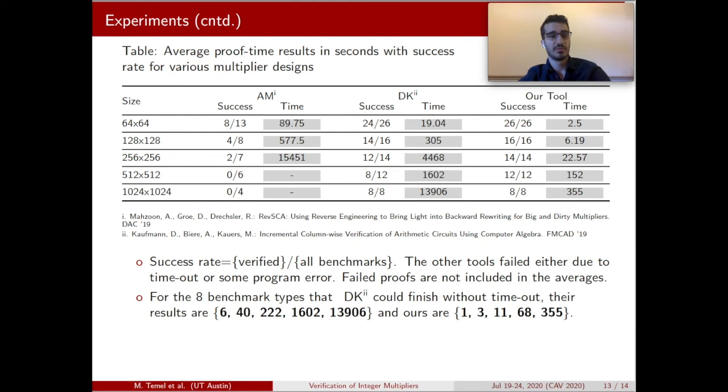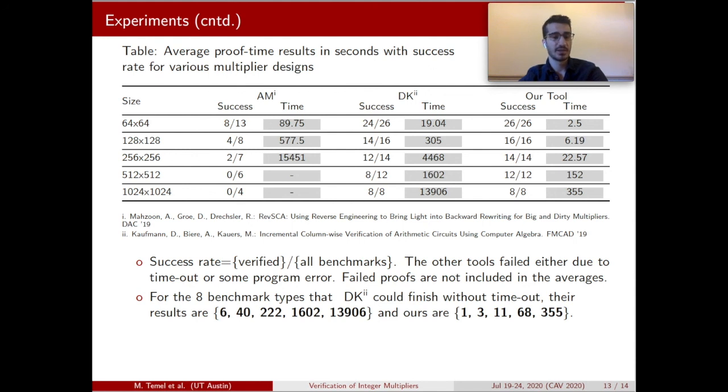In order to make a better one-to-one comparison with Kaufmann's tool, we implemented the 8 benchmarks that they could run for all the sizes and calculated the averages for those benchmarks only. This is given at the bottom. Our tool already is faster by a factor of 6 for small designs, but it scales very well. And for 1000 by 1000 bit multipliers, we see that our tool is 40 times faster on average than the fastest tool available. We can find the results for individual benchmarks in our paper.